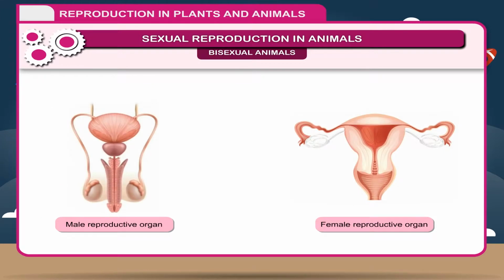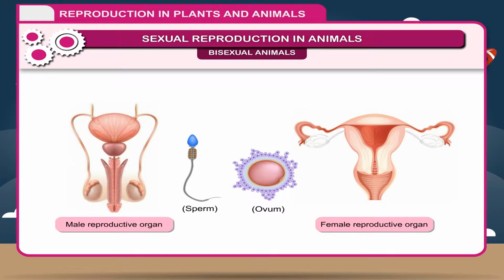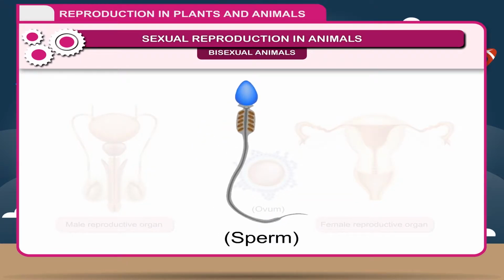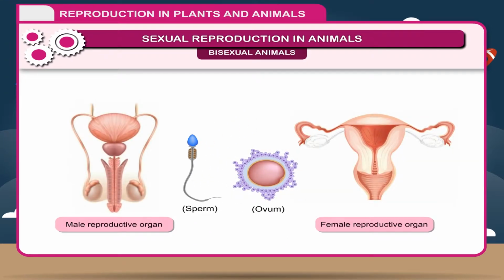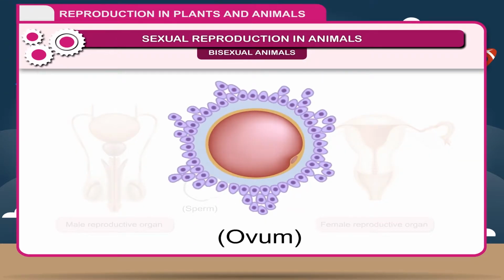In animals, the reproductive organs produce sex cells. The male produces male gametes called sperms and the female gamete is called ovum. The sperm is a small cell with a long flagellum, which is motile. The ovum is a large cell with dense cytoplasm.